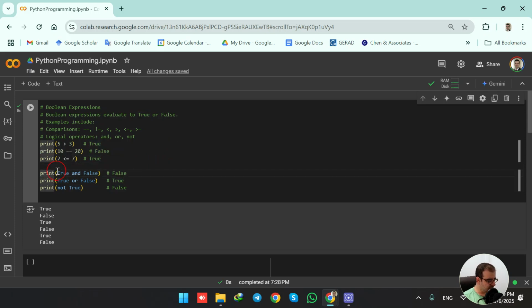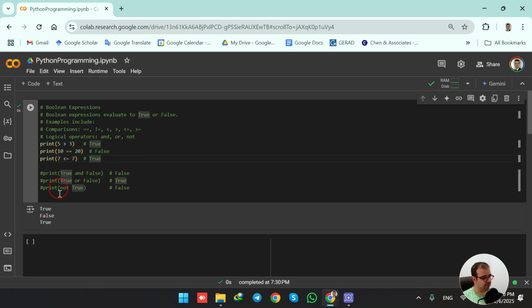So let me first run this code by commenting these lines. So we are going to talk about these three first. So here I see true, false, and true. The first one, 5 is larger than 3. This is true. So we're having the true in the output. 10 equals 20. It is false because it doesn't make sense. And 7 is lower than or equal to 7. And it is true as well. So this is how comparison works using Boolean expressions.